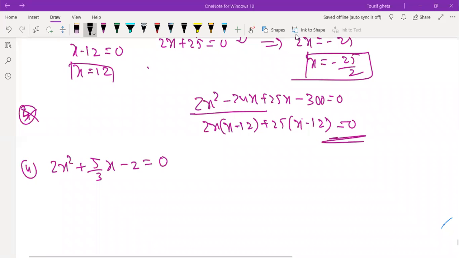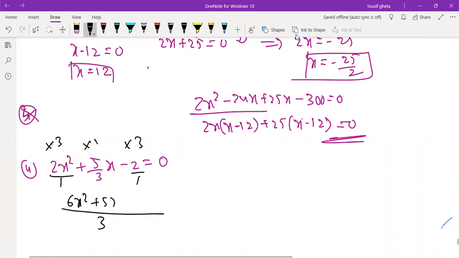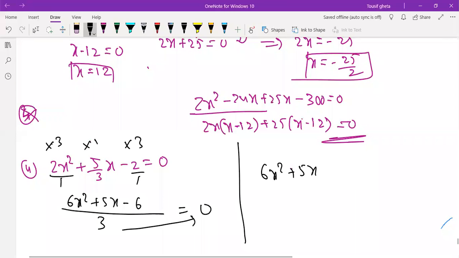Just take the LCM. LCM is 3. Take the LCM for this question. Multiply with 3, here 1 and here 3. As you know, 1 threes are 3, 2 threes are 6. 6x square plus 5x minus 6 equals to 0. Cross multiply. So we will get 6x square plus 5x minus 6 equals to 0.